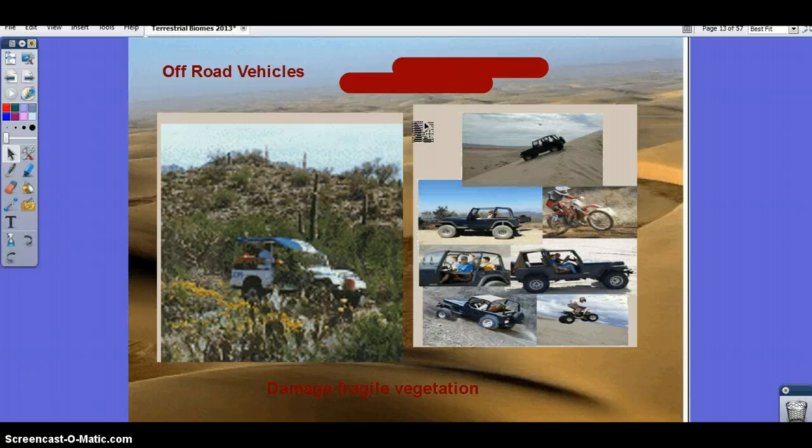One of the major problems that are directly related to a desert biome is off-road vehicles. Because this biome is fragile, and by fragile I mean since there's very little water and the temperatures are so high, recovery rates of these extreme temperature or extreme lack of rainfall biomes are slow. So if you damage the vegetation in a biome, the recovery is extremely slow.